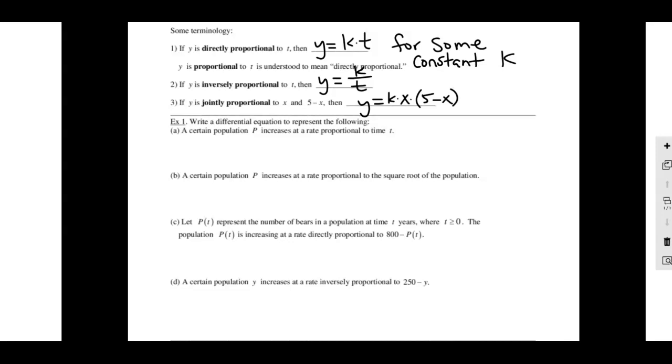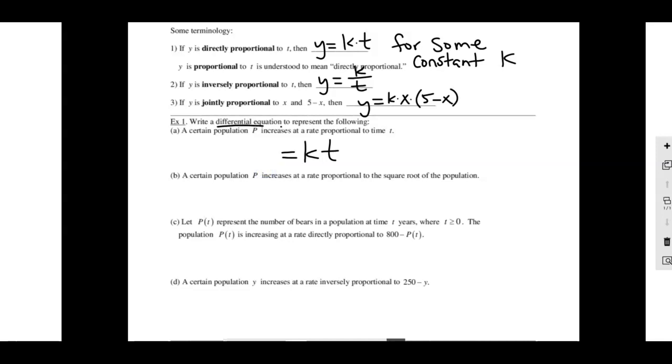It says write a differential equation to represent the following. Part A, a certain population P increases at a rate proportional to time T. Now here's the really common mistake. You see P equals KT, and you're like, okay, Mr. Bell, there it is, but that's not even answering what the question wanted you to do. The question wanted a differential equation. It didn't want just an equation. And a differential equation has to have a derivative in it.